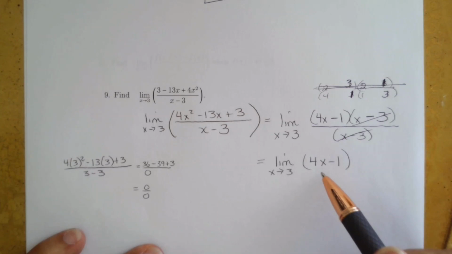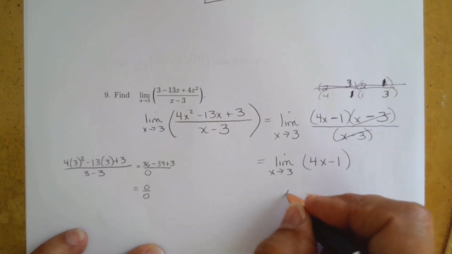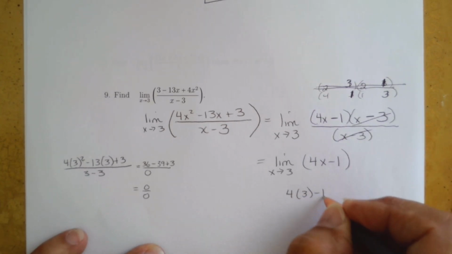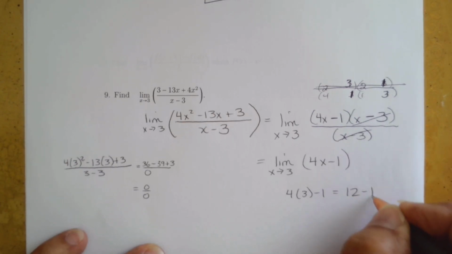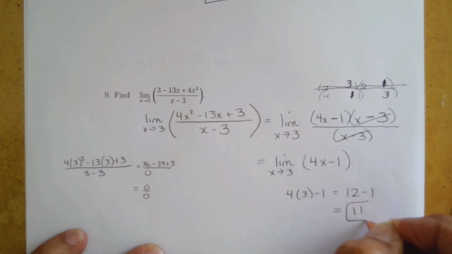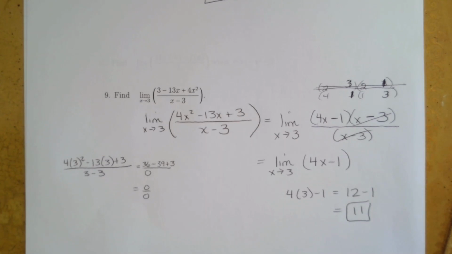All right, so plug 3 into this new limit problem. So 4 times 3 minus 1. So we get 12 minus 1. So the limit is 11. Okay?